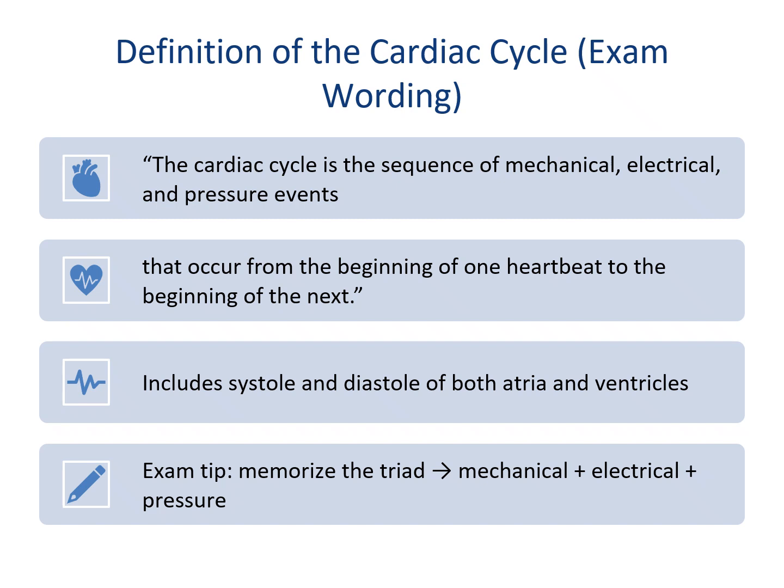needs. So if you are asked to define the cardiac cycle, write it in this way. The cardiac cycle is the sequence of mechanical, electrical, and pressure events occurring from the beginning of one heartbeat to the beginning of the next, including systole and diastole of both atria and ventricles. Then you can underline or emphasize the triad: mechanical, electrical, pressure.